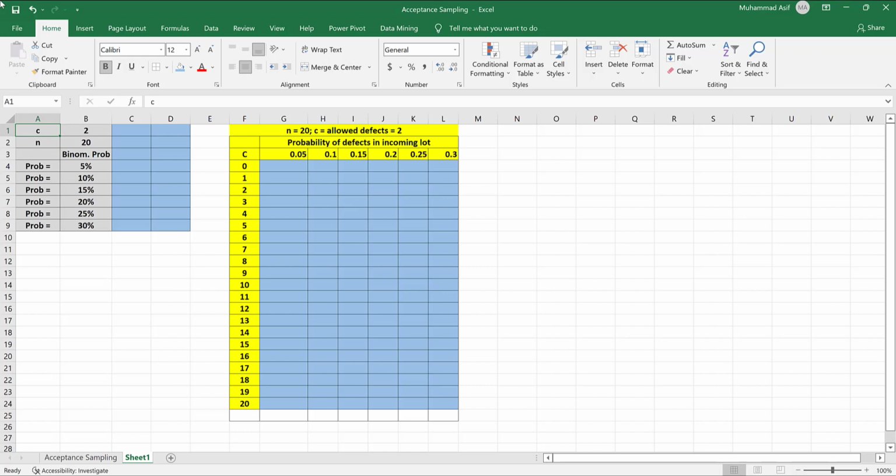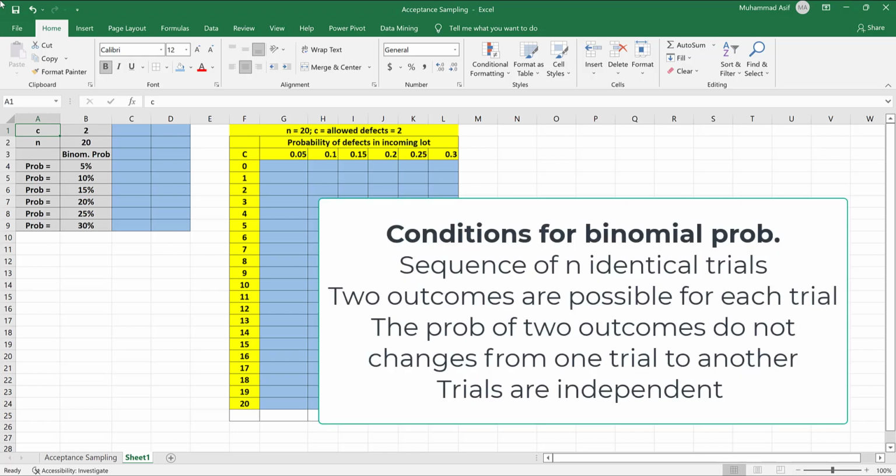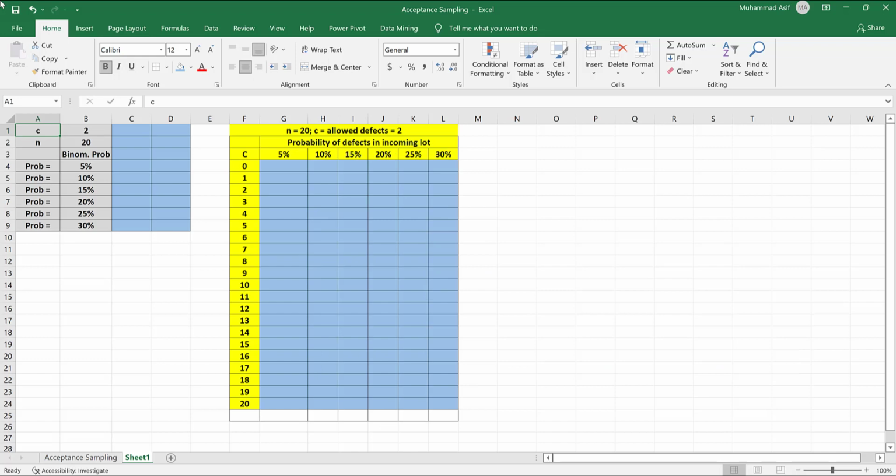Acceptance sampling builds upon binomial probability. Now pause the video for a minute to recall the prerequisites for binomial probability. Acceptance sampling also meets the conditions for binomial probability, and therefore we use it to build a sampling plan for acceptance sampling. Now consider this example.